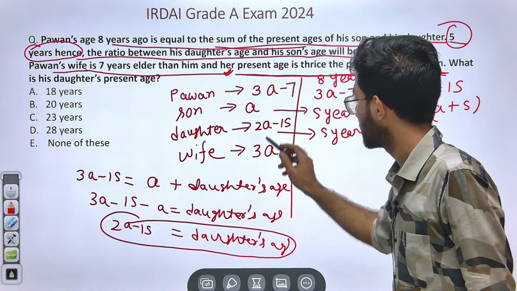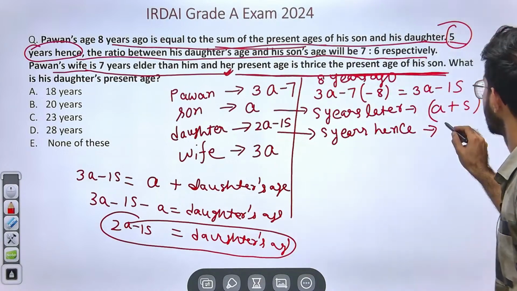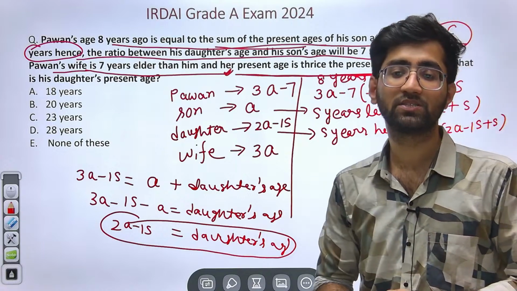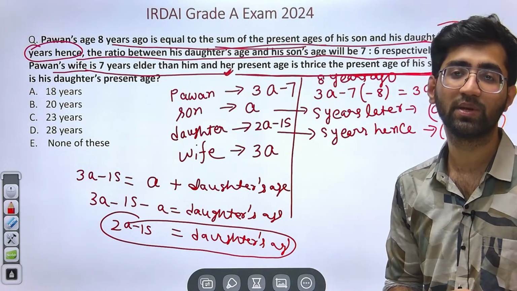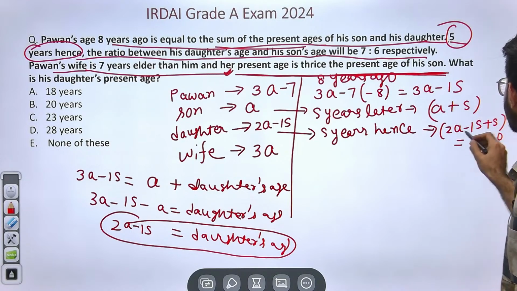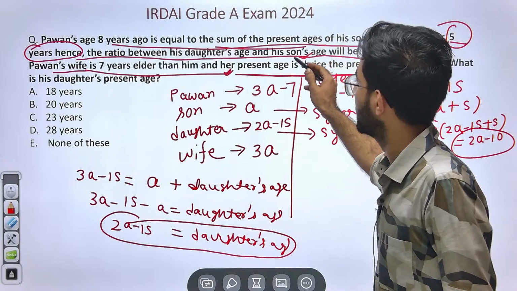His daughter's present age is 2a minus 15. So 5 years later, his daughter's age will be 2a minus 15 plus 5. What is 2a minus 15 plus 5? It is 2a minus 10. Now we need to use this line, right?